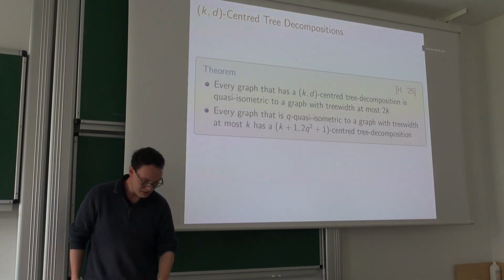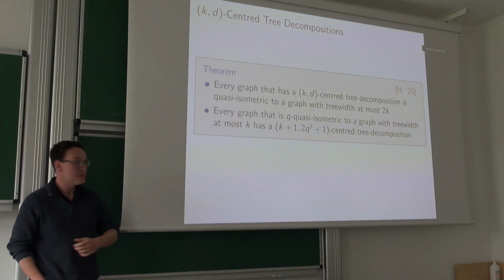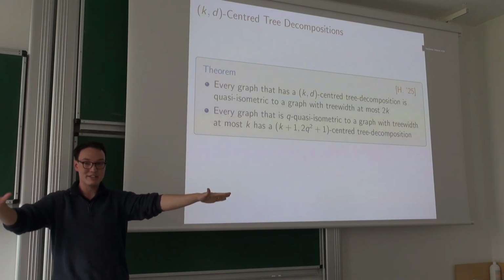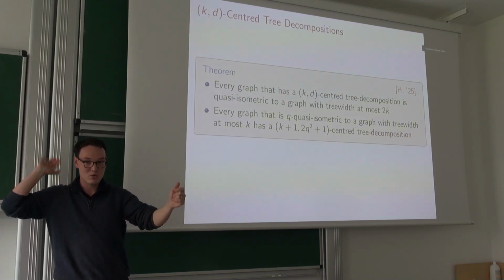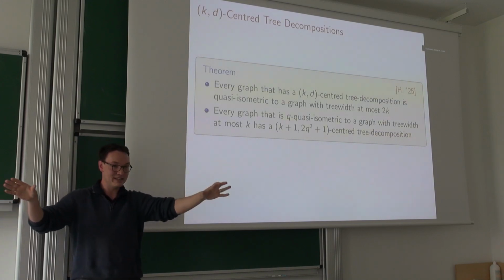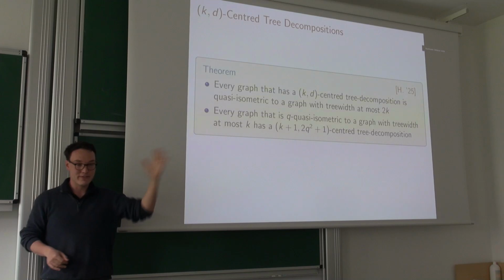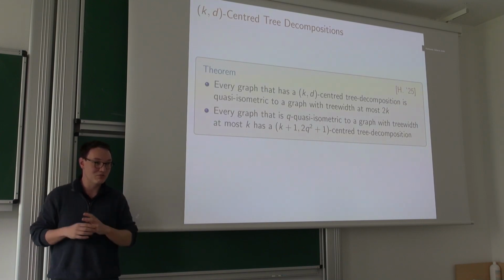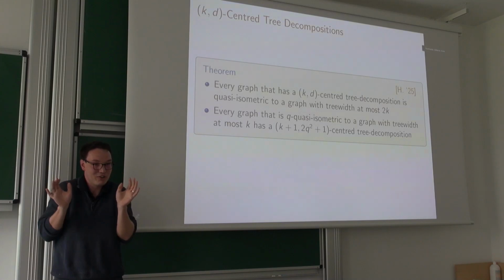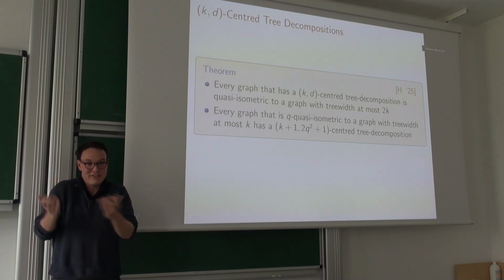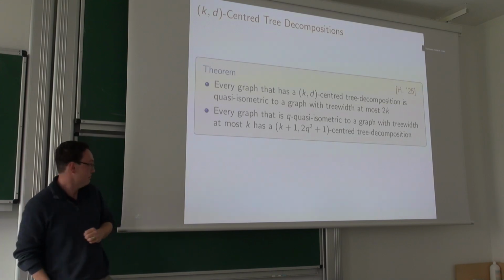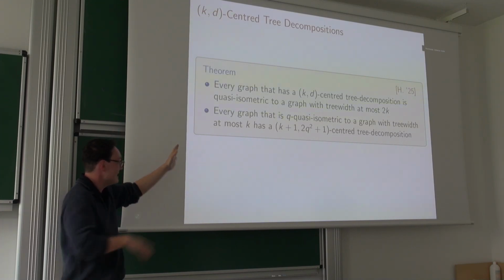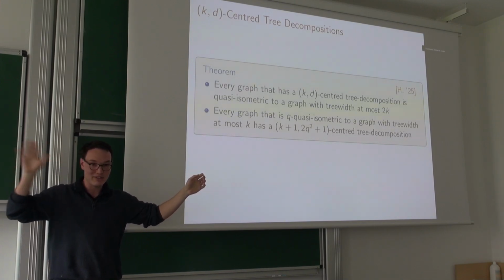Now let's go back to the theorem. In terms of proving it, there are two directions. KD-centered tree decomposition implies quasi-isometric to a graph of bounded tree width, and the converse, quasi-isometric to a graph of bounded tree width implies KD-centered tree decomposition. The first direction is the main part of the proof of interest. The second direction is easy to show. You just do the obvious thing. It doesn't work exactly, but you do the next obvious thing, and then it works and fixes it. So the thing we're going to be talking about is showing that if a graph has a KD-centered tree decomposition, then it is quasi-isometric to a graph with bounded tree width.